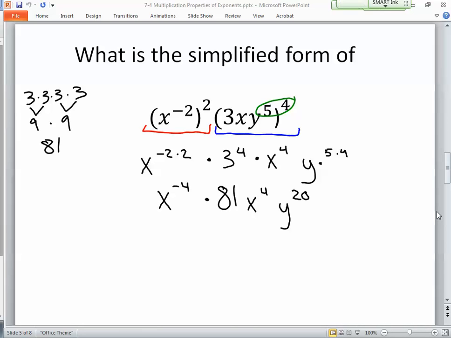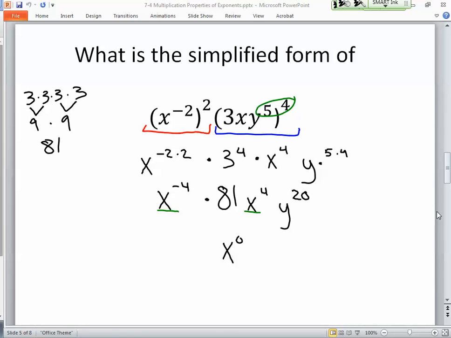Once I get here, I'm just going to look to see if I have any common bases that I need to multiply or negative exponents that I need to take care of. I see I have x's here and here, so I'm going to go ahead and multiply those together. And x to the negative fourth times x to the fourth, if I add those exponents, I'll end up with x to the 0 power. And we know that x to the 0 power is the same thing as just a 1. So this will cancel out to a 1.